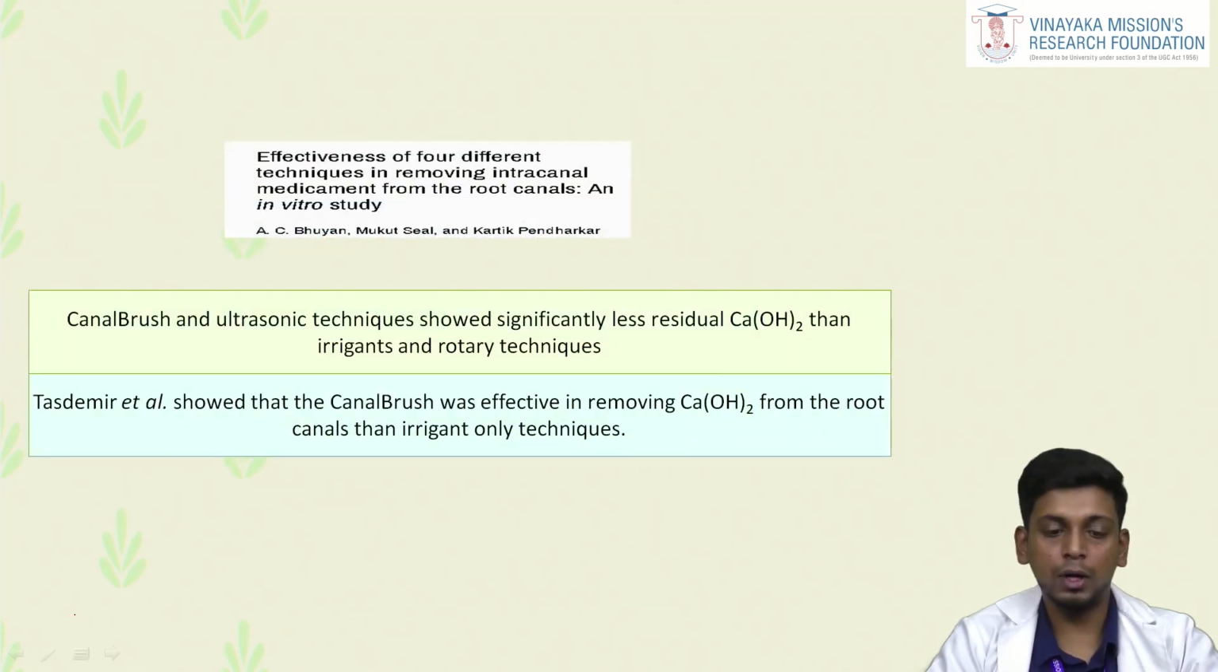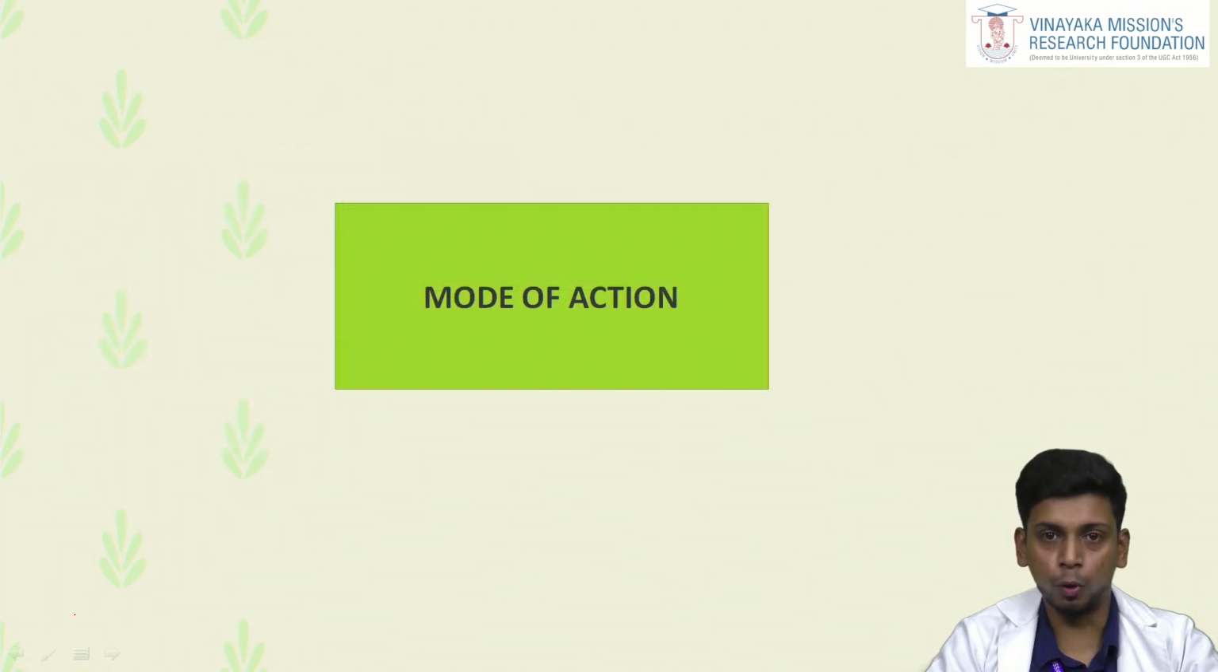Next, moving on, we have an article discussing the effectiveness of 4 different techniques in removing intracanal medication from root canals. They concluded that the canal brush and ultrasonic techniques showed significantly less residual calcium hydroxide than irrigants and rotary techniques. Ozdemir et al. showed the canal brush was more effective in removing calcium hydroxide from the root canals than irrigation only techniques. Next is the mode of action.